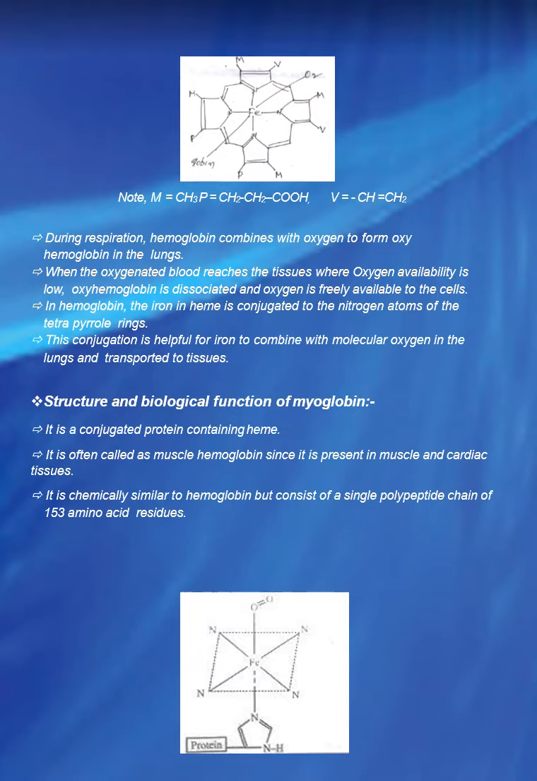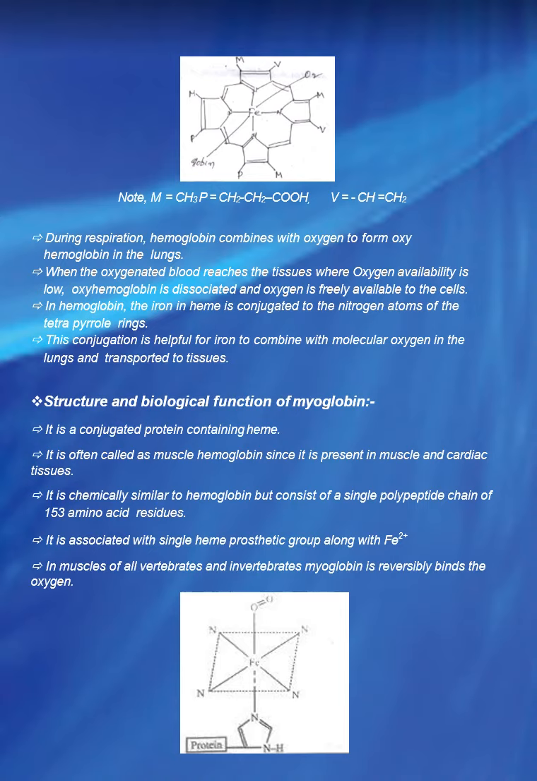And it is chemically similar to hemoglobin but consists of a single polypeptide chain of 153 amino acid residues. It is also associated with a single heme prosthetic group along with Fe2+. That means myoglobin and hemoglobin are similar to each other, but in very few cases they are different. And in the muscles of all vertebrates and invertebrates, myoglobin reversibly binds oxygen.